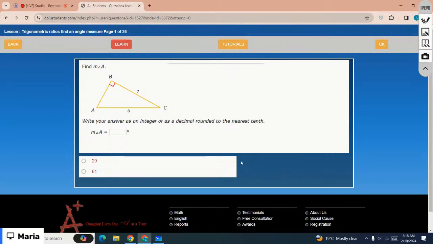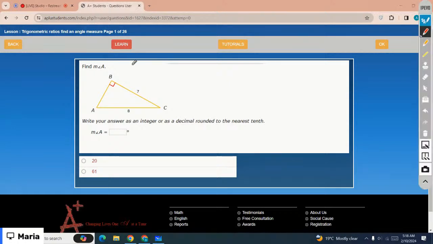Okay, now just look at this triangle. You need to calculate the angle A, right? Here is angle A. You are given the hypotenuse and the opposite. You can calculate sine of angle A. That would be BC divided by AC. So A you have to find, right? BC is 7, AC is 8. Just divide 7 over 8, right?